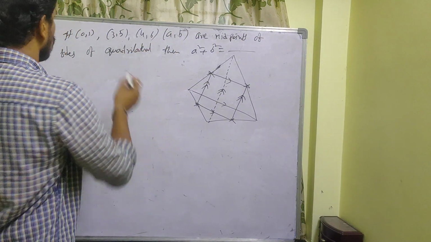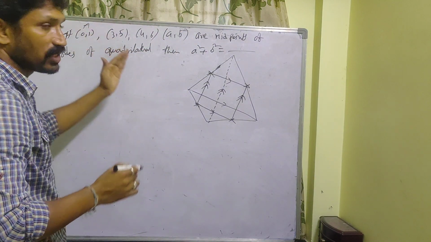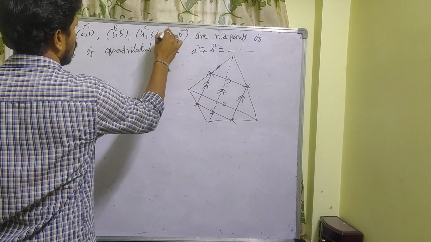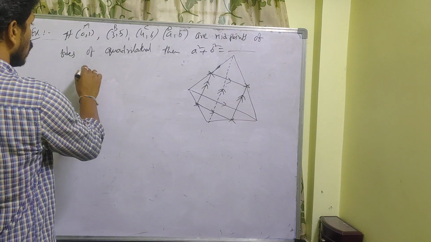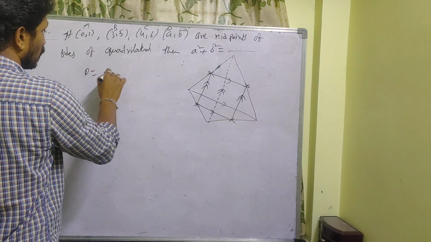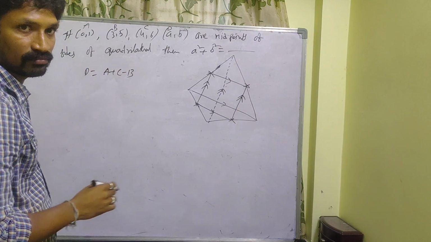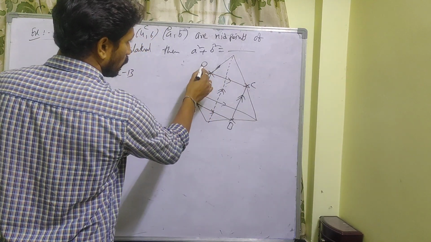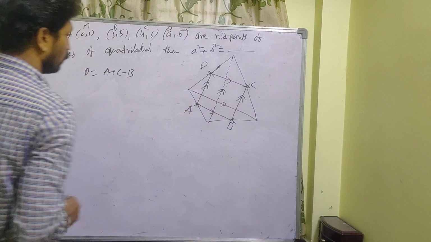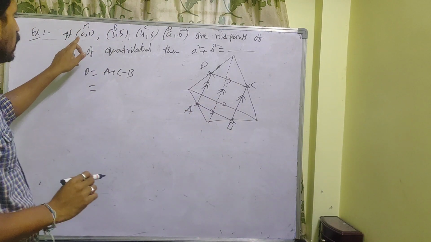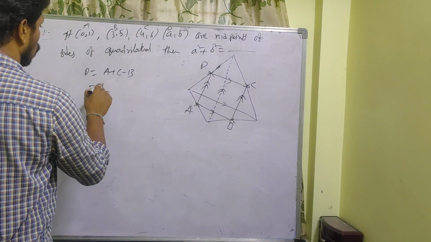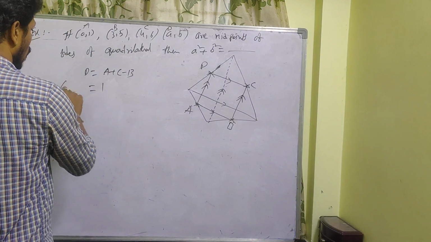In the parallelogram, if they didn't mention anything, it means they are given in order. So take this as A, B, C, D. So D is equal to, what is the formula? A plus C minus B. So what is A plus C minus B? 0 plus 4 minus 3, that is 1.